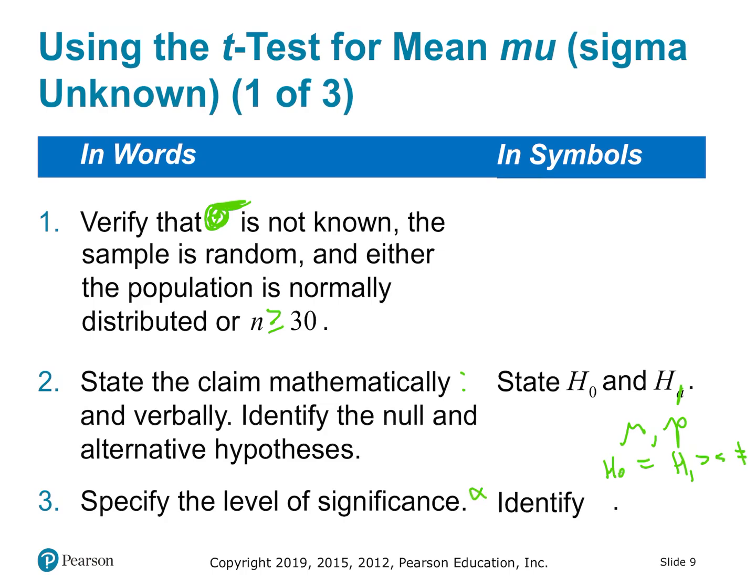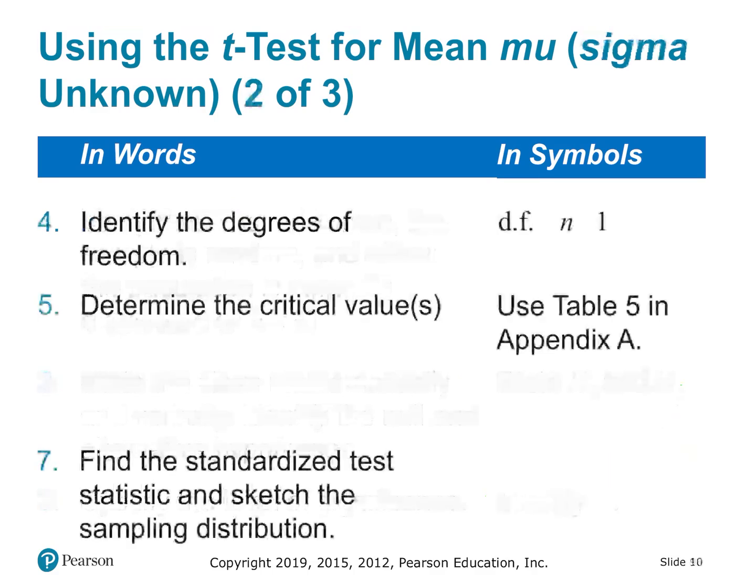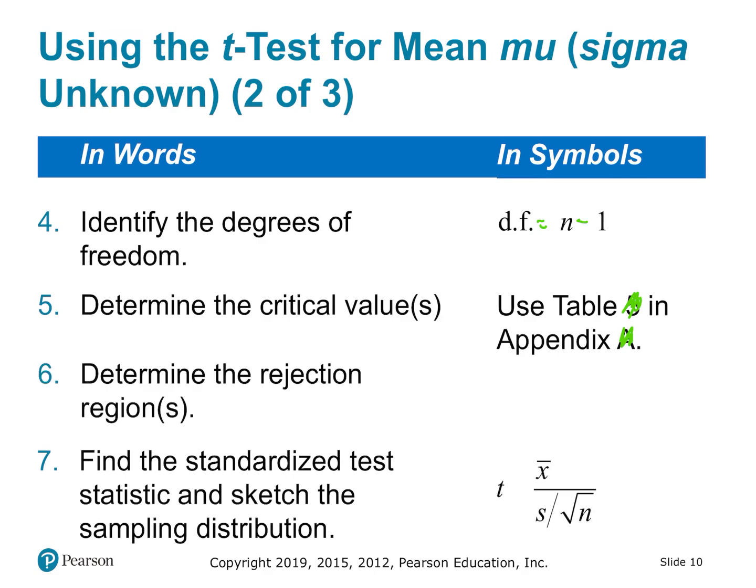Anyway, alpha will be given to you. We're not going to worry about that. Identify the degrees of freedom. Of course, n minus 1 is your degrees of freedom. Determine the critical values. Use whatever table you have. Determine the rejection regions. Notice with the t-test, that's how we're going to do it.